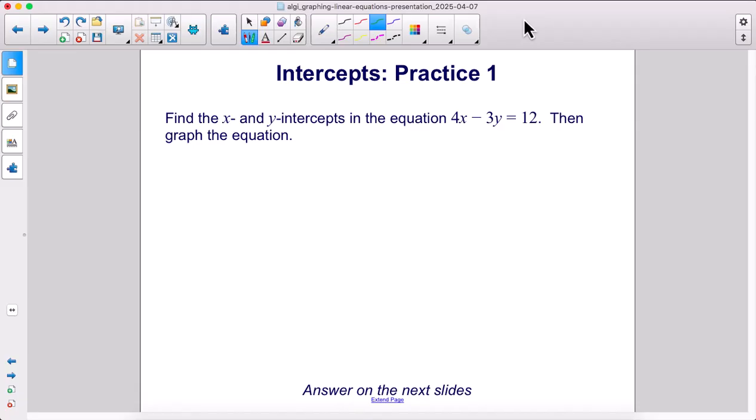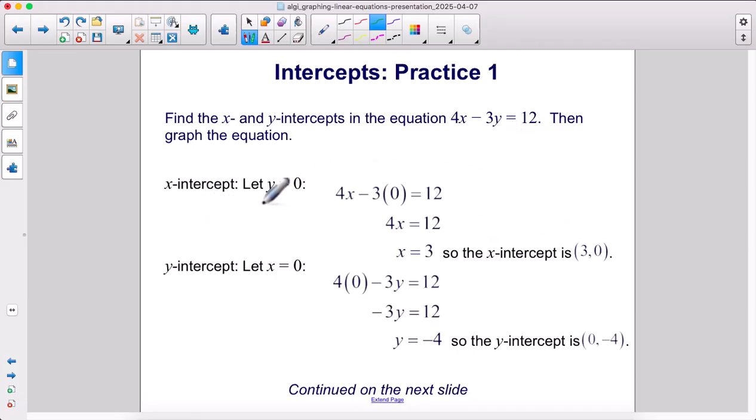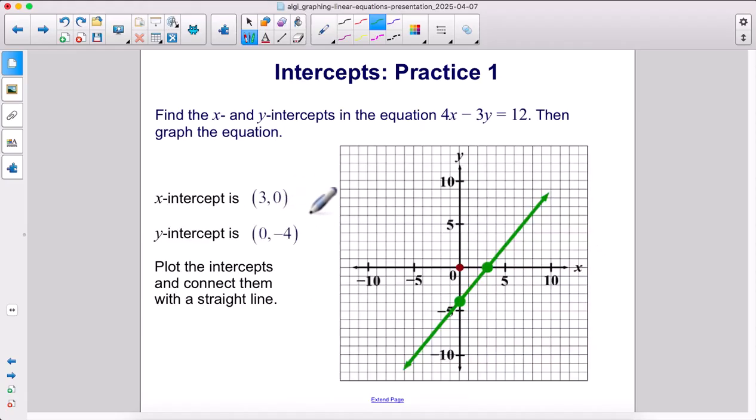Find the x and y-intercepts in the equation 4x minus 3y equals 12. Then graph the equation. To find the x-intercept, first we let y equal 0. So this term goes away. 4x equals 12, divide both sides by 4, we get an x-intercept of 3. To find the y-intercept, we let x equal 0. That term goes away, leaving us negative 3y equals 12, divide both sides by negative 3, and we get a y-intercept of negative 4. We plot those 2 points, the x-intercept of 3, the y-intercept of negative 4, then we connect the dots with a straight line.